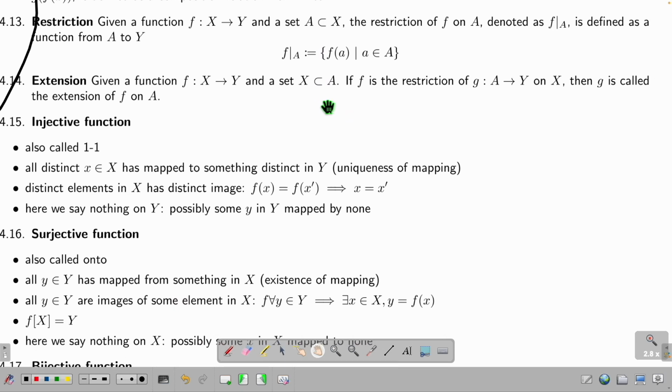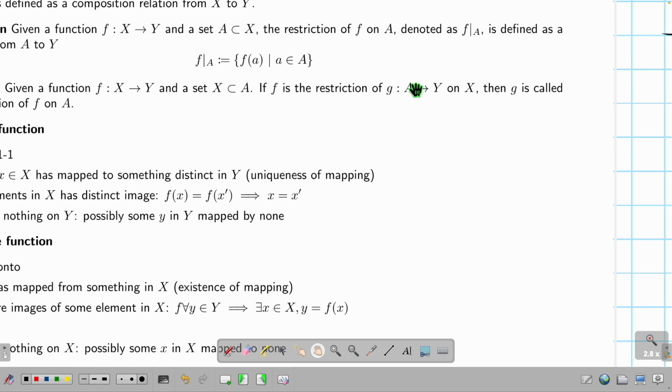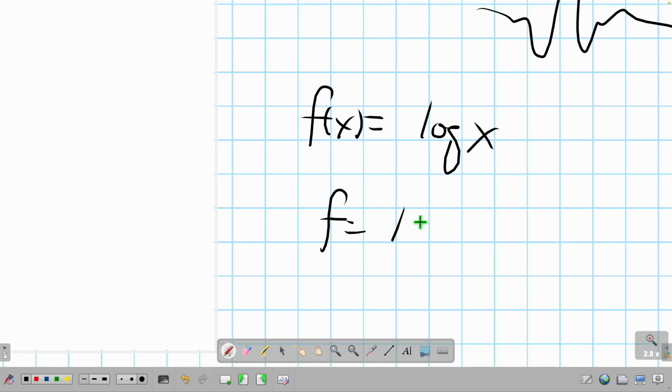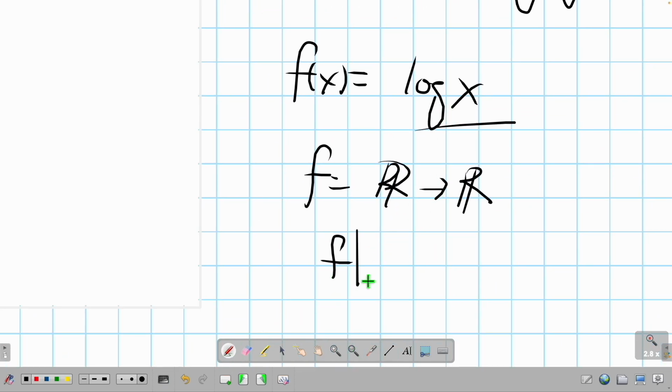And now, new stuff. Restriction basically means I have x to y, right? Now, I don't want anything outside my A. I just want this. So I do restriction. You may wonder, who does this? Here's an example. My f(x) is log x, and my f is R to R. But everybody knows, if x is negative, this is an error. So I restrict myself to all the positive values. And actually not positive, it's strictly positive. You cannot even have 0.